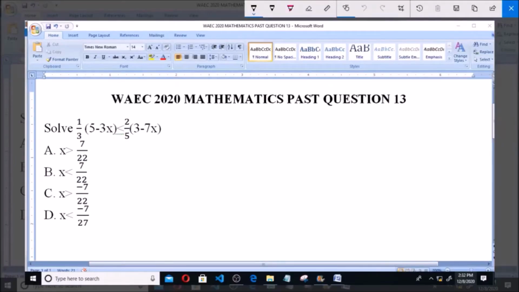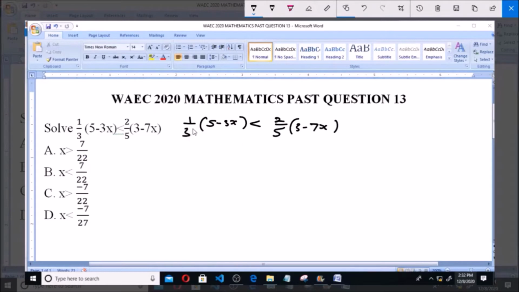I will be answering WAEC 2020 Mathematics Past Question 13. Solve 1 over 3 into (5 minus 3x) is less than 2 over 5 into (3 minus 7x). So we have 1 over 3 into (5 minus 3x) is less than 2 over 5 into (3 minus 7x). Now we have 1 over 3 here and we have 2 over 5 here.